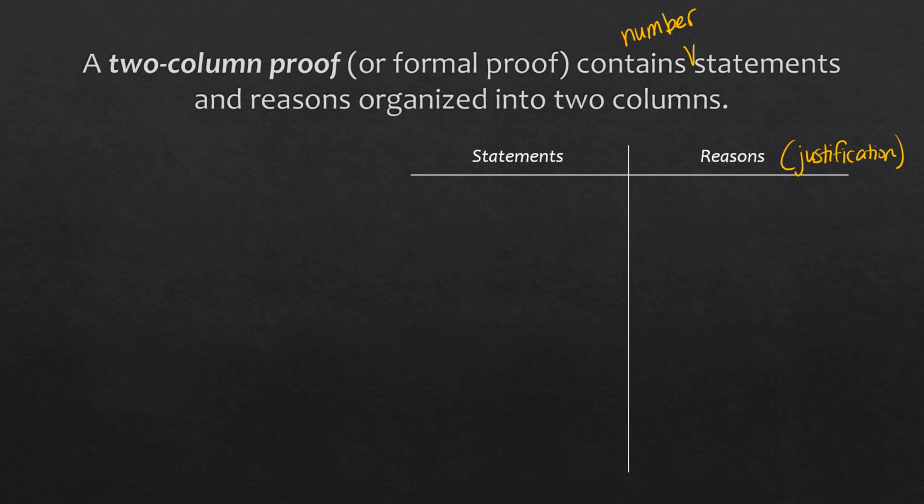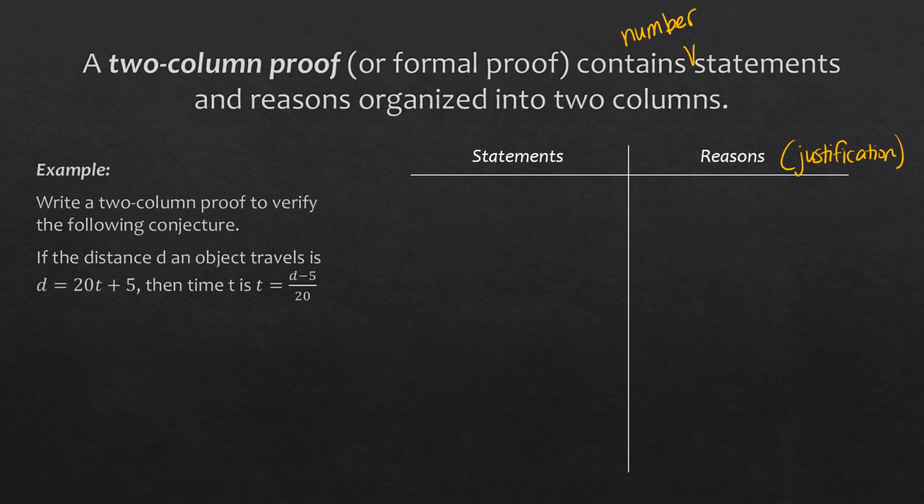Now we're going to give this a little bit of practice. So here is our first proof. Woohoo, here we go. We want to write a two-column proof to verify the following conjecture. Okay, so remember, what is a conjecture? It's an if-then sort of statement. So if the distance d an object travels is d equals 20t plus 5, then time t is t equals d minus 5 over 20.